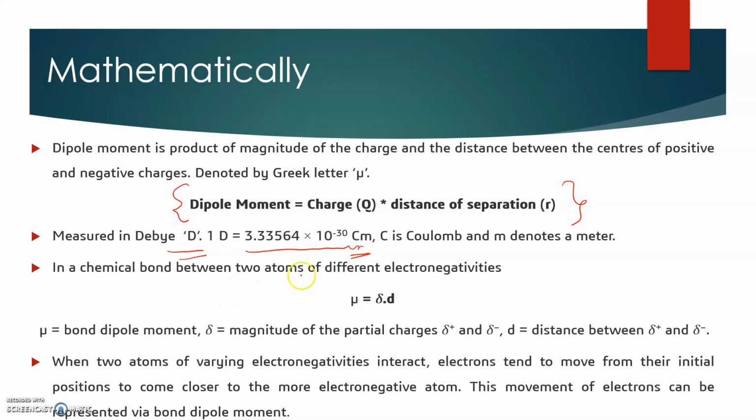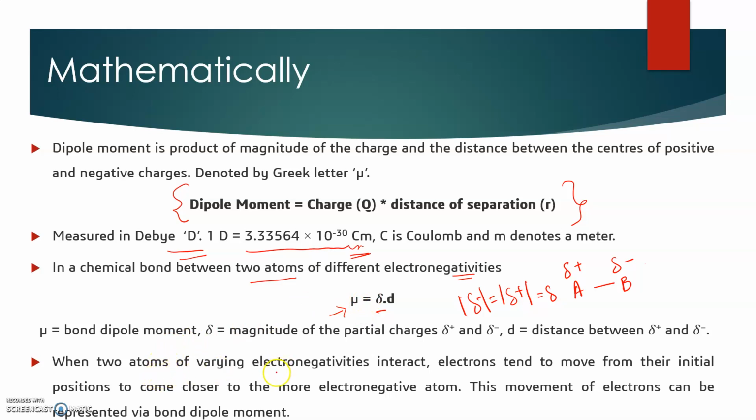For a chemical bond of two atoms having different electronegativities, since it is a measure of electronegativity difference also, the dipole moment mu is given as delta times d, where delta is the magnitude of the partial charges. That is, if you have two atoms in a chemical bond, one having charge delta positive and the other delta negative, you take the magnitude of this delta times the separation between delta plus and delta minus. That will give you the dipole moment for a bond.